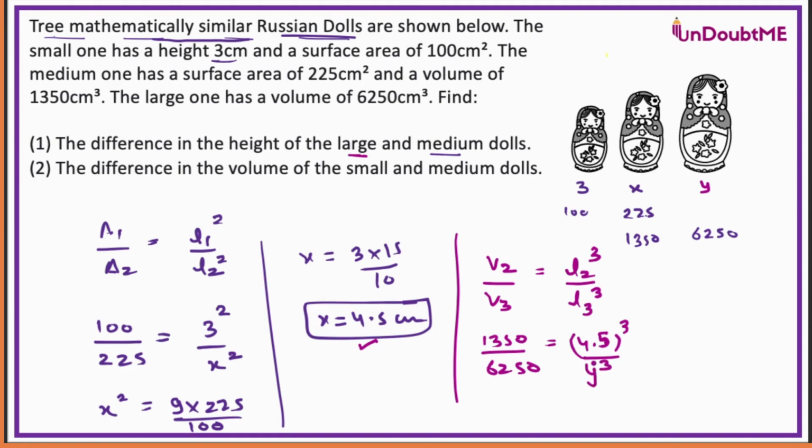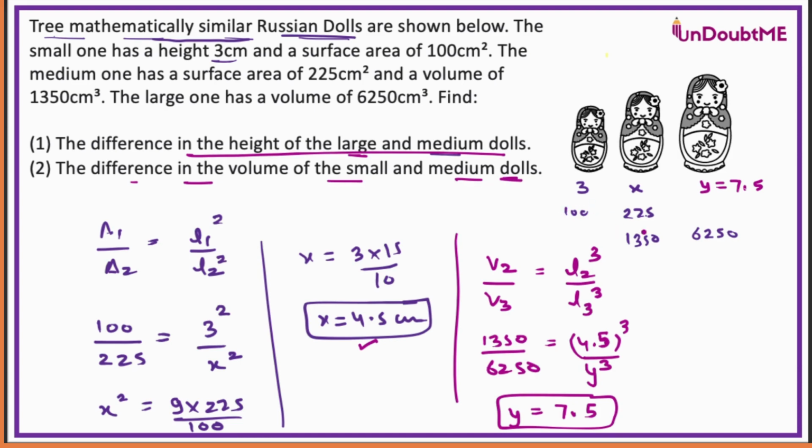So here we can use calculator. So 4.5 cube times 6250 over 1350, and whatever answer we get, we can use to get the cube root, because we need to get y. So on solving, the value of y comes out to be 7.5. 7.5 is the length of large doll, and this completes our first part. Now the next is difference in the volume of small and medium dolls.